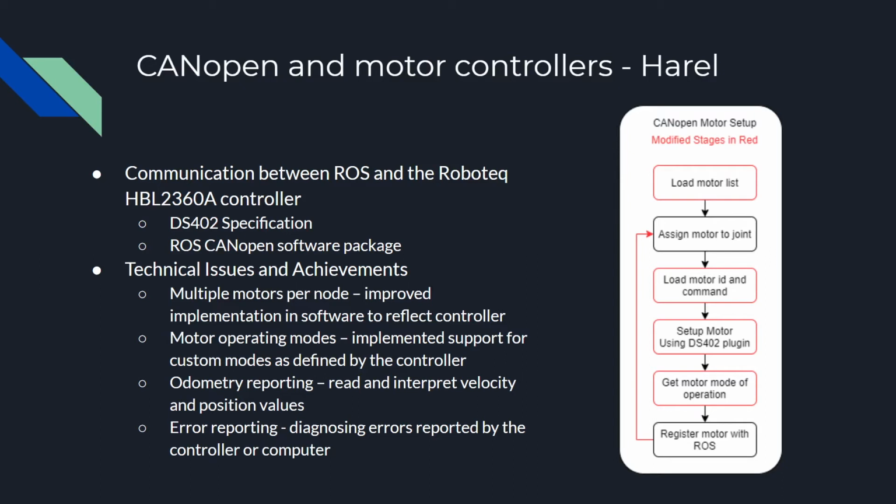The next issue I was able to work on was motor operating modes. The motor controller can put the motor into many different modes depending on what we want out of the motor, whether it's a position for the steering motor or a velocity for the propulsion motor. This is important because we need to know which commands to send to the motor, whether it's radians or RPM or something else. The third issue I was able to work on was odometry reporting.